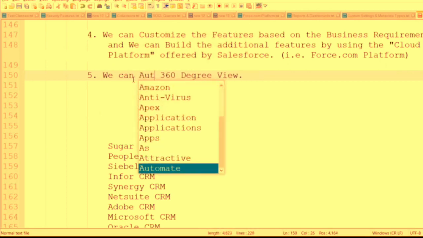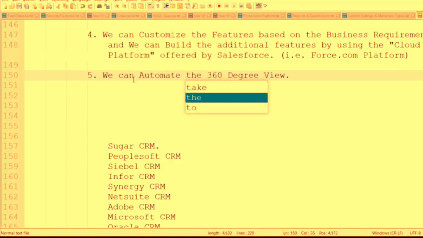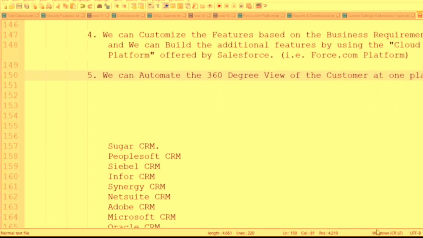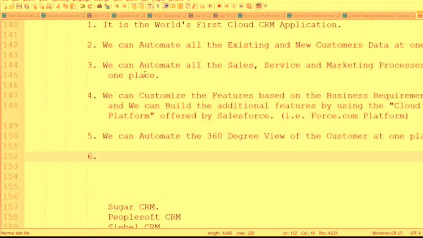Now we can automate the 360-degree view of the customer in one place. With the help of this Salesforce CRM, we can automate the complete 360-degree view of the customer at one place. That's why so many customers are adopting Salesforce CRM functionalities.